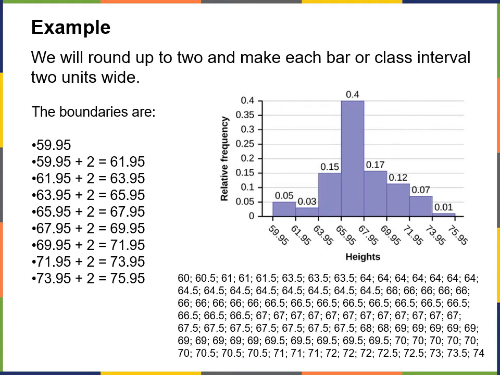So if we start with the first boundary, 59.95, and we add 2 to that, that's much easier than adding 1.76, which is why we just rounded it to make it easier on ourselves. So round it up to 2. We're going to say 61.95 should be the next boundary. Then I'm going to add 2 to that, 63.95 would be the next one. Add 2 to that, 65.95, etc. And if you look, those are the boundaries for the first bar, and then the second bar, and then the third bar.